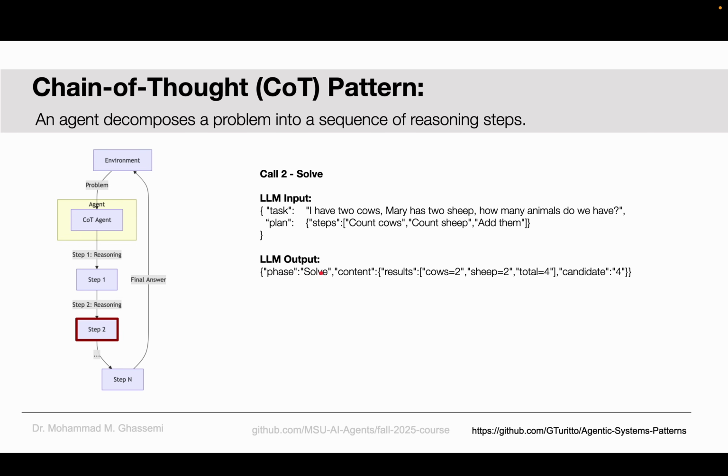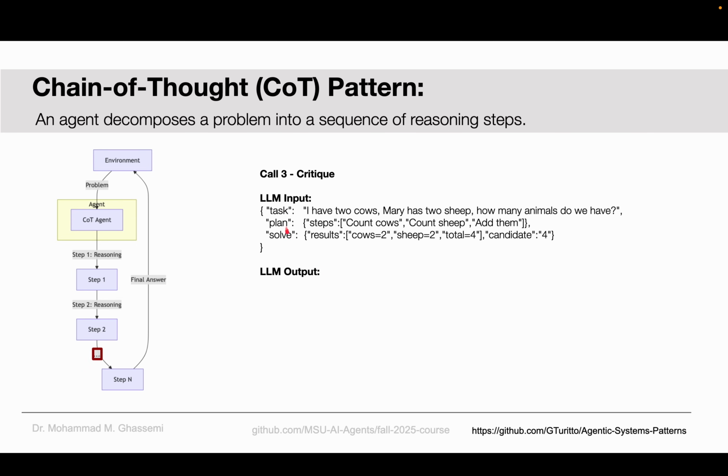We got the solve. Okay, so this ends up coming up into our list for the third call to the LLM, which is the critique phase. So it takes these 3, it generates a critique. So it looks at what were the steps. You wanted to count the cows, you wanted to count the sheep, you wanted to add them. And it's supposed to look at this input and basically criticize if this makes sense or not. In this case, the verdict that the LLM gave was pass.